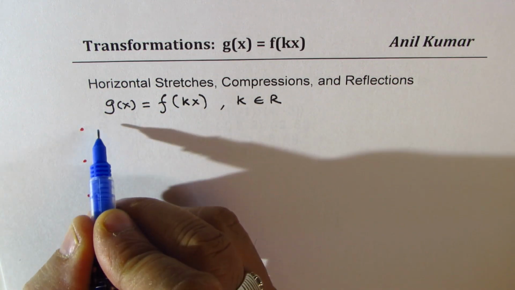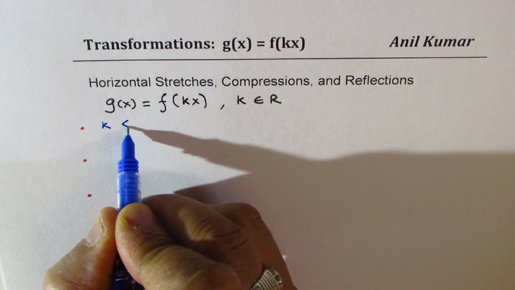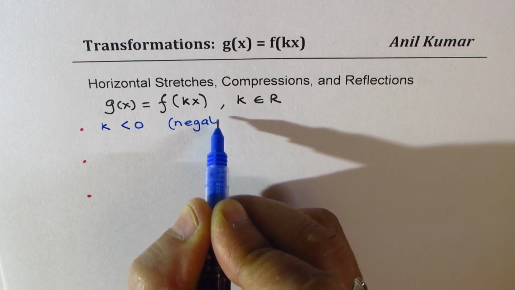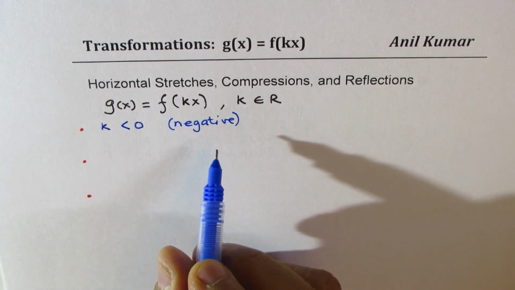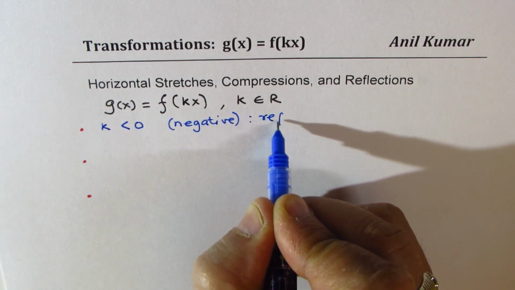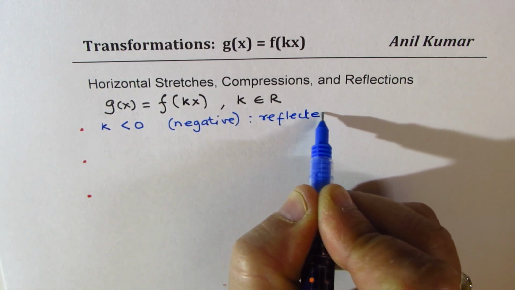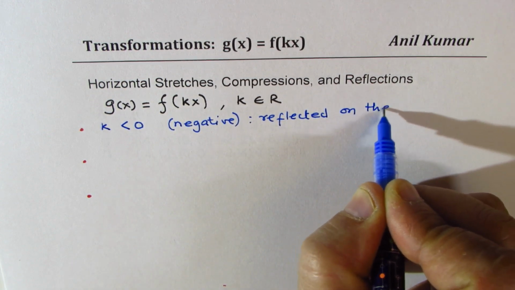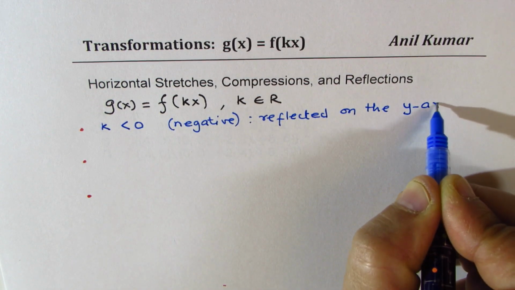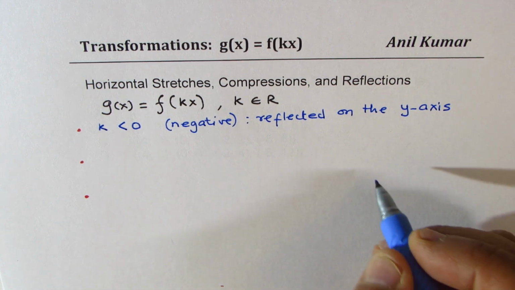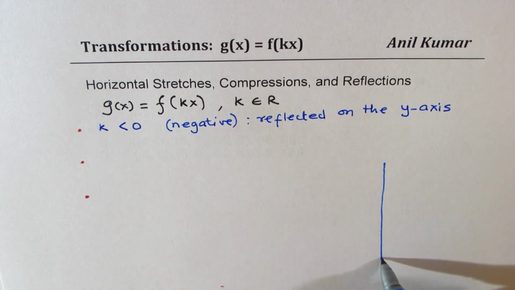If k is less than 0, that means if k is negative, in that case the graph will be reflected on the y-axis. So you can say it is kind of reflected horizontally. Let me take an example to show you how it should look.